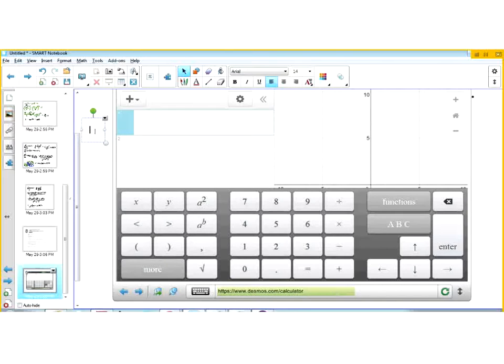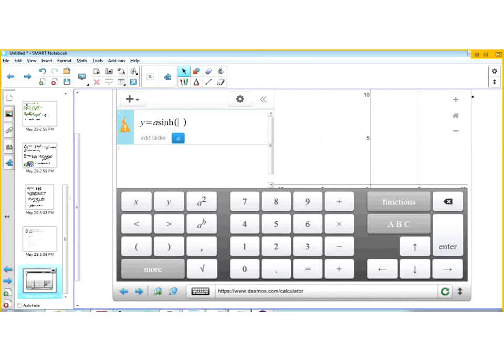Y is equal to, oops, sorry, I need to get the pointer tool. Y is equal to, what would it be? A sinh x? I'm not sure how you would represent it in the calculator. Maybe there's a help tool.